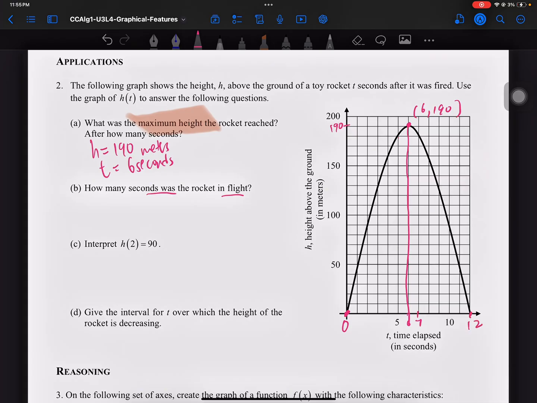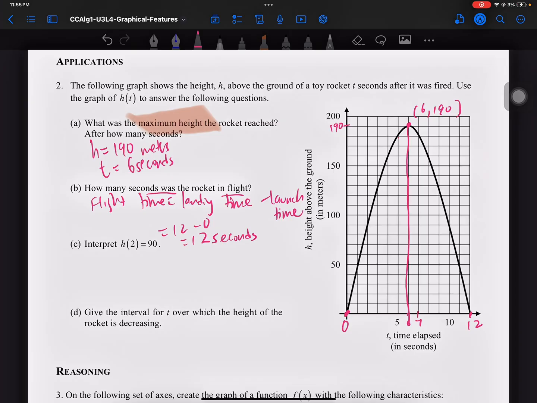So flight time will be landing time minus launch time. It is 12 minus 0, which is 12 seconds.